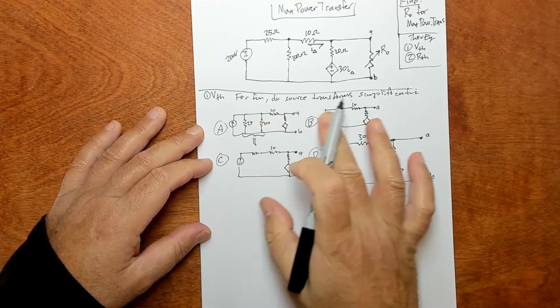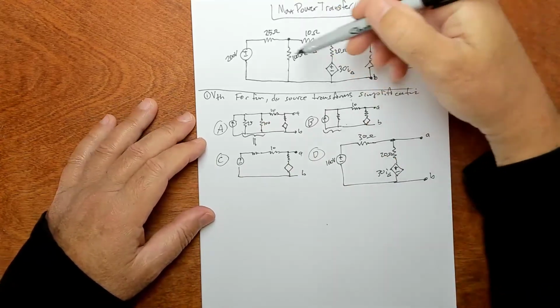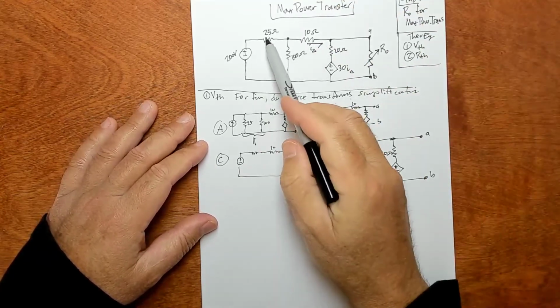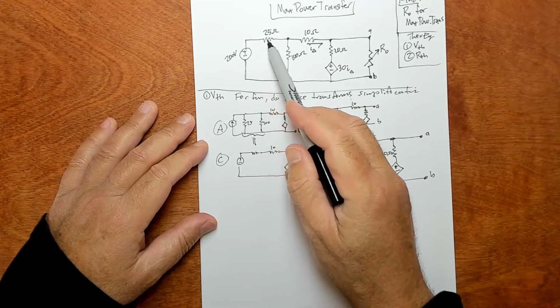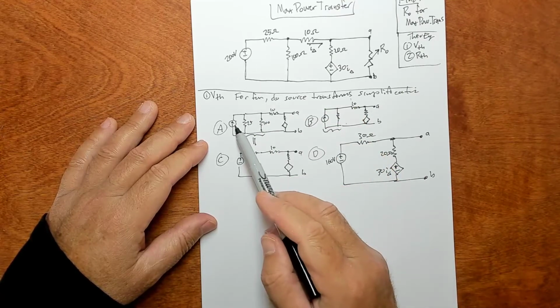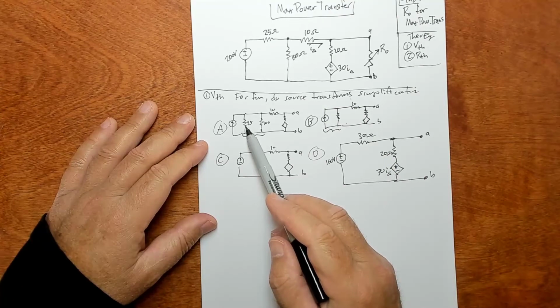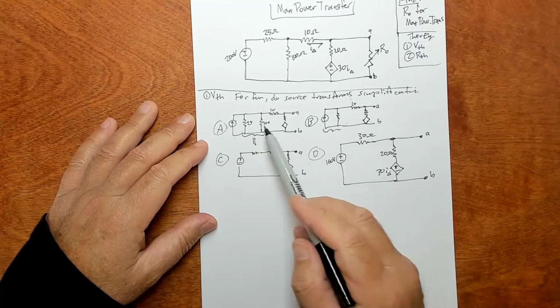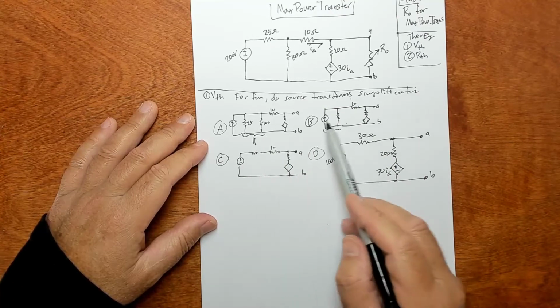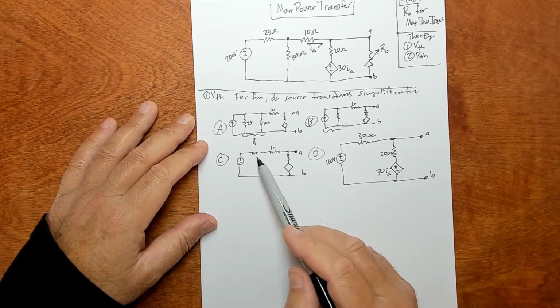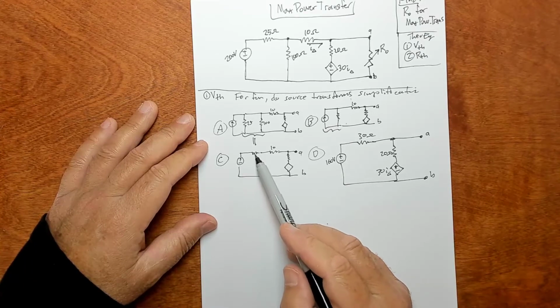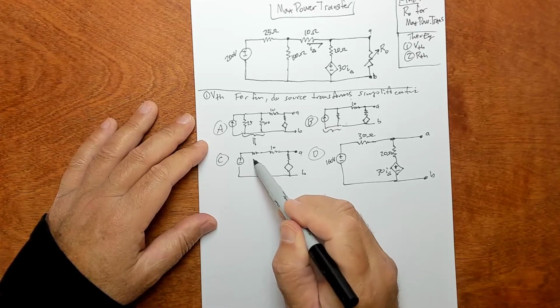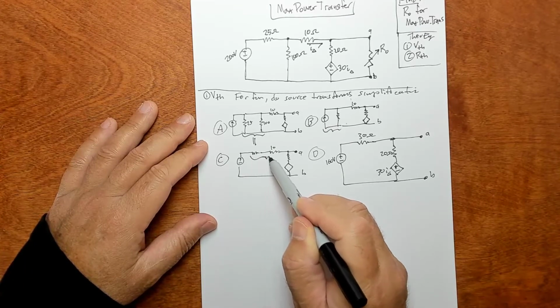Okay, so after 1, 2, 3 manipulations, you can get this. First do a source transform from a voltage in series with a resistor to a current source in parallel with a resistor, and then combine these two parallel resistors to get this. Then you can do another source transform back from current in parallel with a resistor to voltage in series with a resistor, and then you can add these two guys and you'll get this.